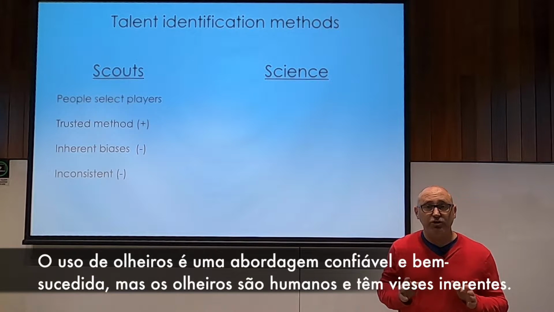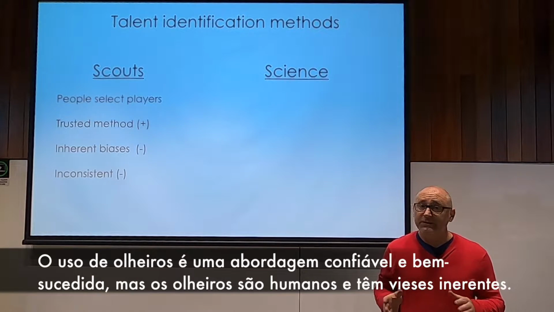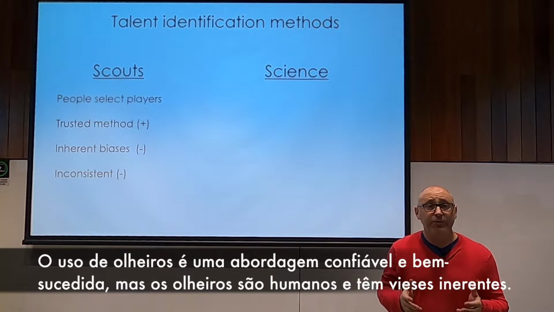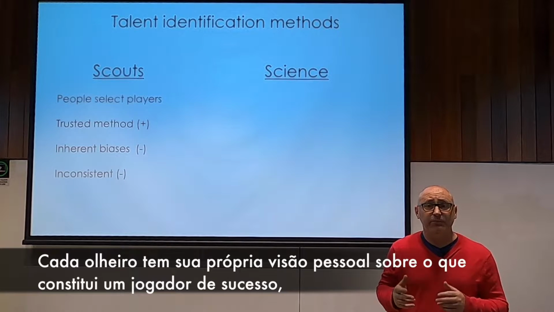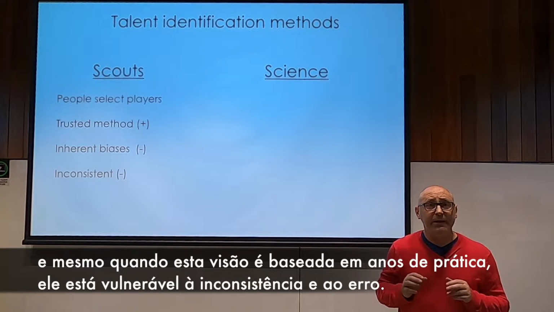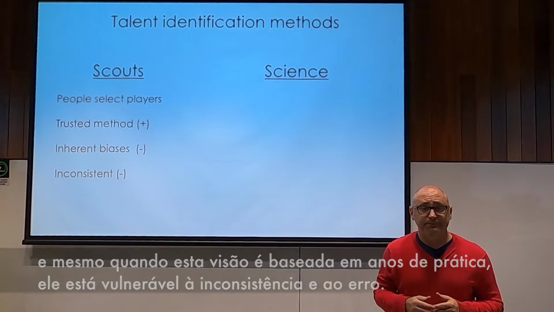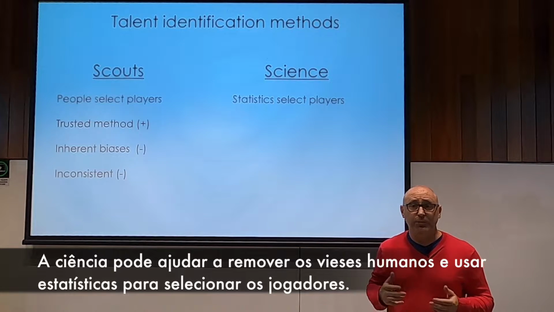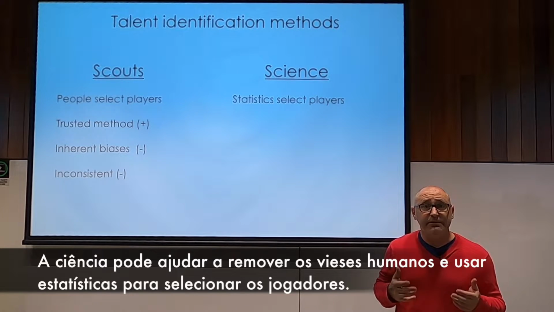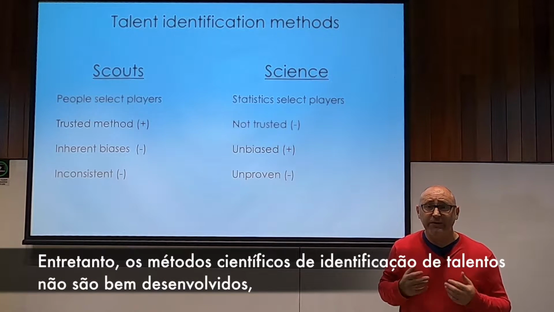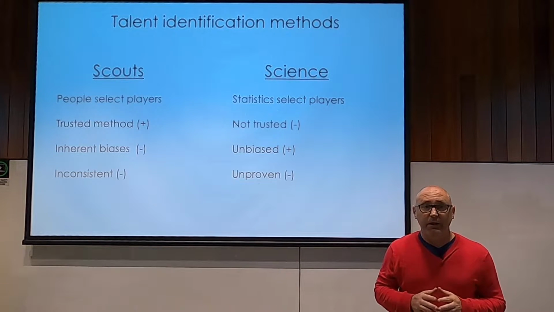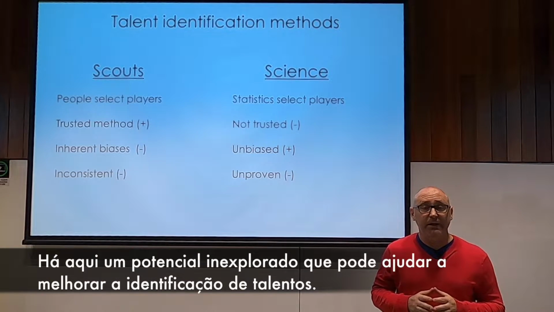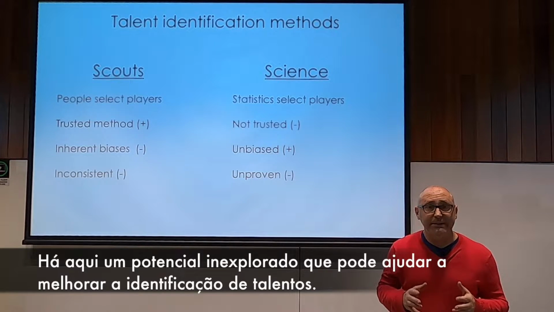Using scouts is a trusted and successful approach, but scouts are humans and they have inherent biases. Each scout has their own personal view on what makes a successful player. And even when this view is based on years of scouting, it is vulnerable to inconsistency and error. Science can help to remove human biases and uses statistics to select players. However, scientific methods for talent ID are not well developed, proven, or trusted. There's untapped potential here that can help improve talent ID.